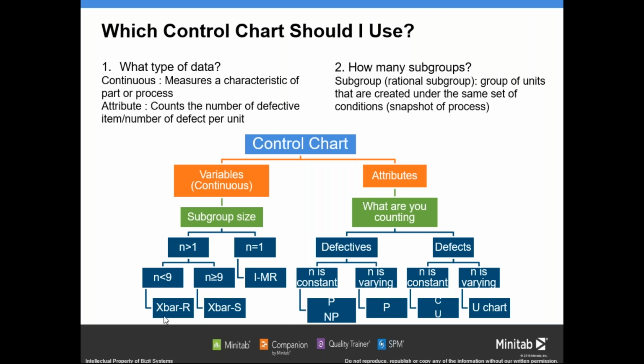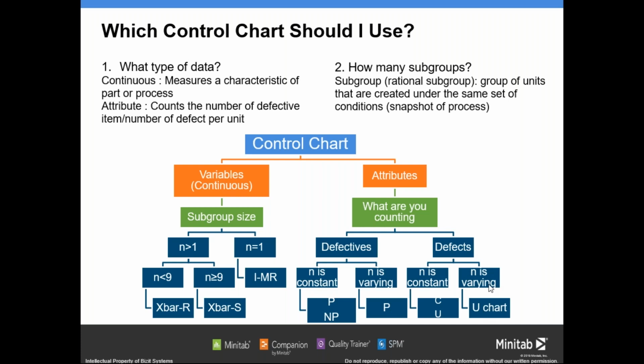Xbar-R chart. X bar means average, R is your range. And then for n more than 9, you can go for the Xbar-S chart. X bar means average, S is the standard deviation. And then go for the attribute chart when your data is count data, which is defective. If your n is constant, you can proceed with the P or NP chart, or if it varies, you can go for the P chart. If let's say your data is defects, you can go for the C chart or U chart. If the n varies, you can go for the U chart.